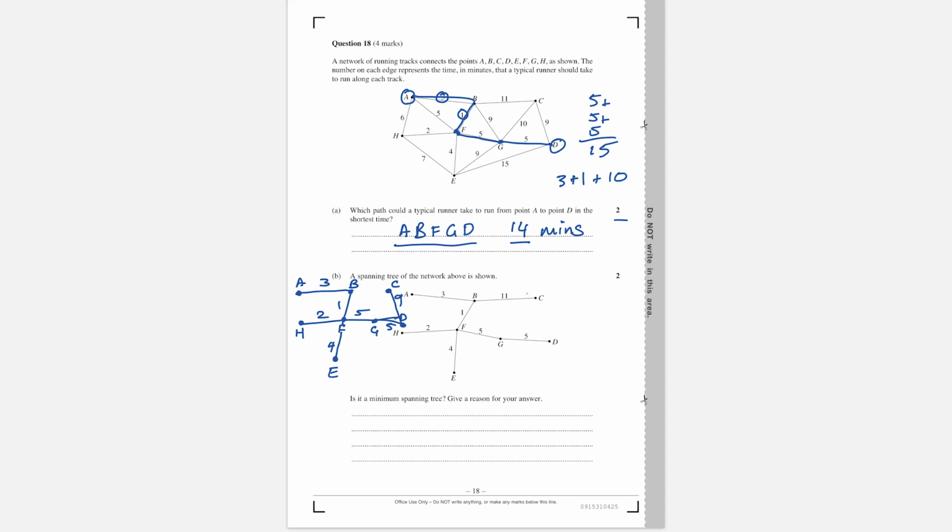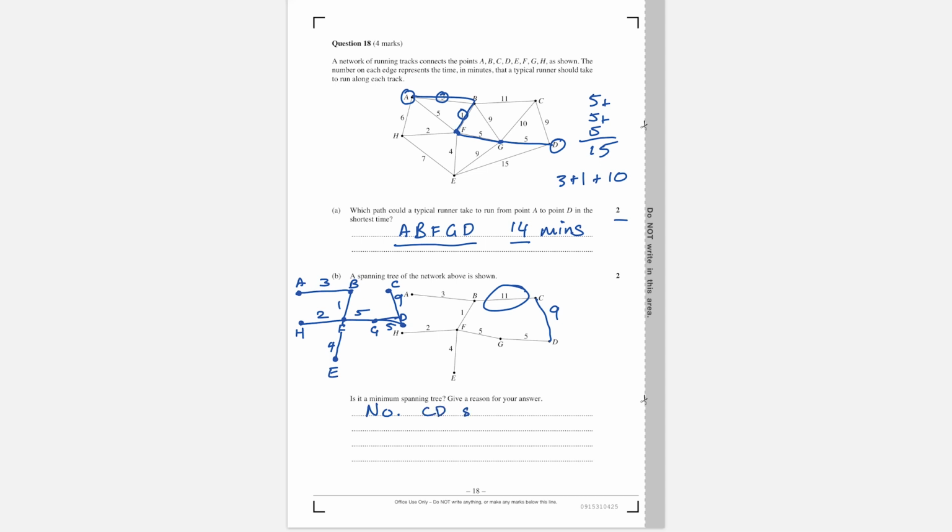That's it, we're done. And now we can compare our minimum spanning tree to the one that they've given, and we can see immediately it looks different. That 11 shouldn't be there, it should be CD like this. So let's answer the question, is it a minimum spanning tree? No. Give a reason for your answer.